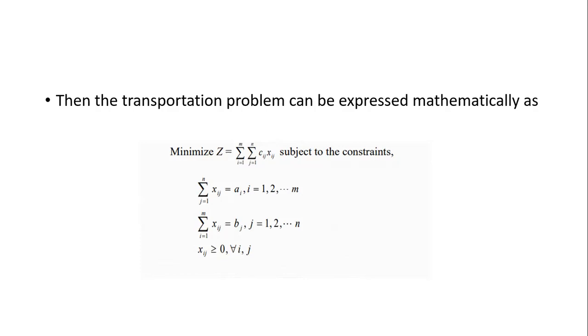Equation 1 represents the supply constraint. Summation of Xij equals Ai, where j varies from 1 to n. This represents the supply at the source. The next equation, summation of Xij equals Bj, where i varies from 1 to m, represents the demand constraint. This is followed by the non-negativity constraint, Xij greater than or equal to 0. So this is the general structure of the mathematical model for the transportation problem, a linear programming model as illustrated here.